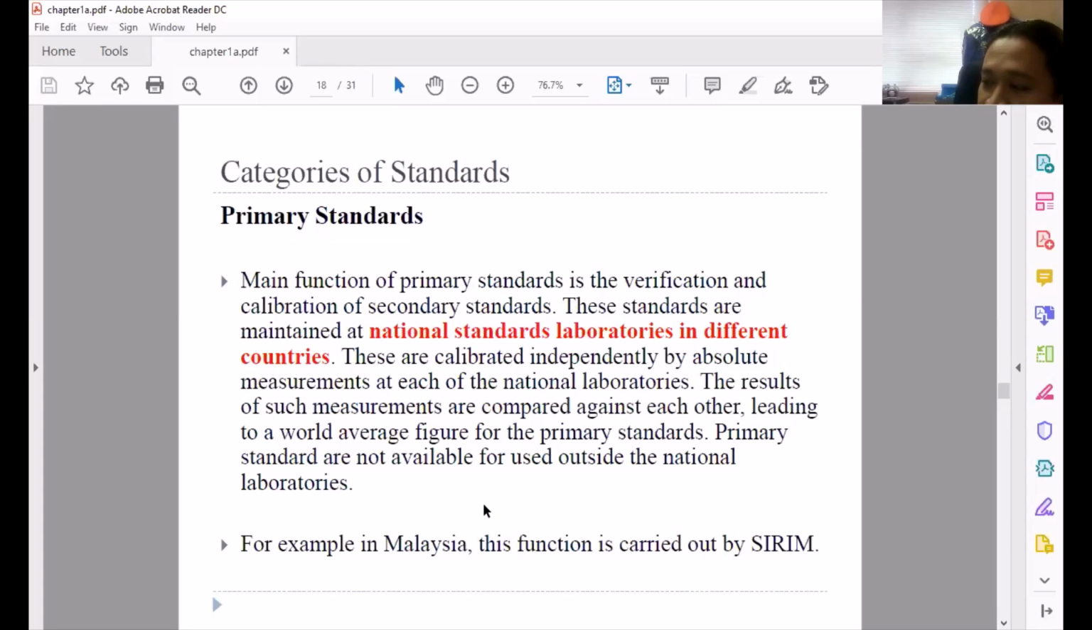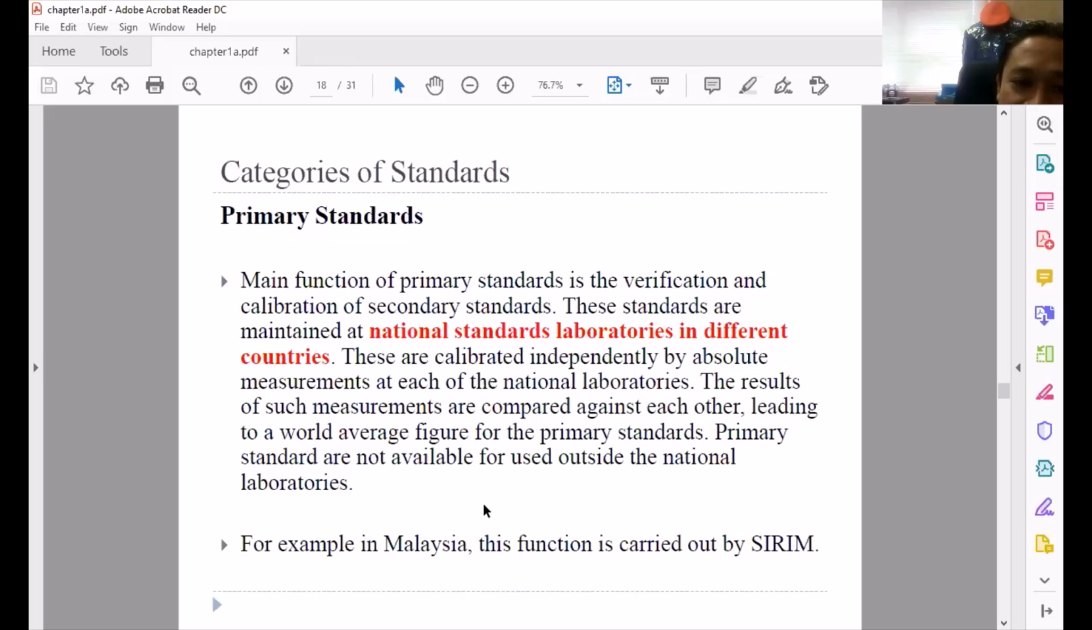That's why you can see on electrical devices and electrical instruments, they are certified by SIRIM. For example, our television or electronic devices have the SIRIM mark. That means this device is already approved and tested by SIRIM. SIRIM is the primary standard.